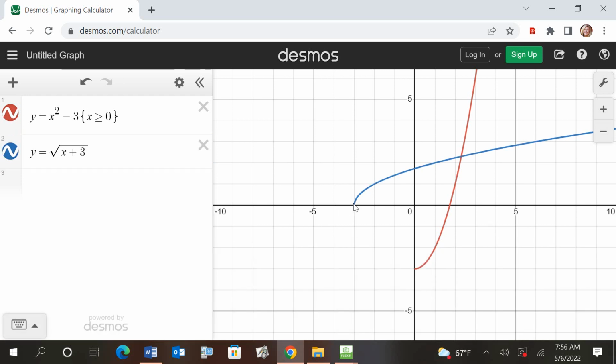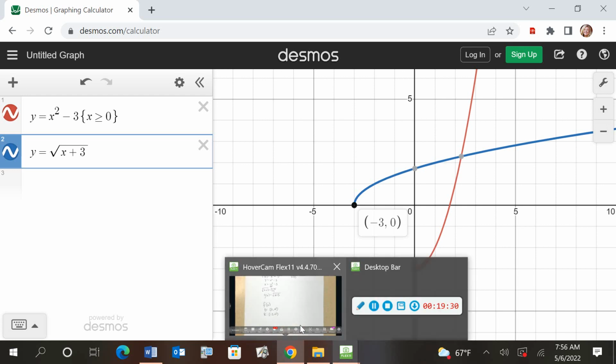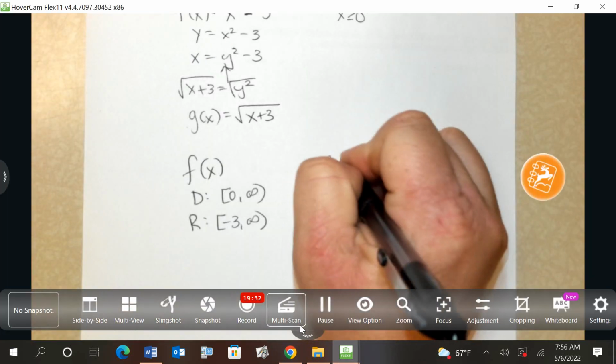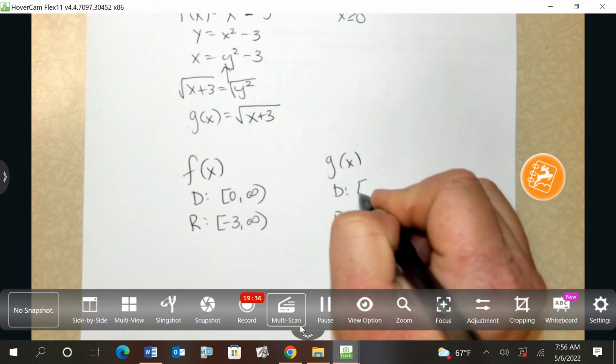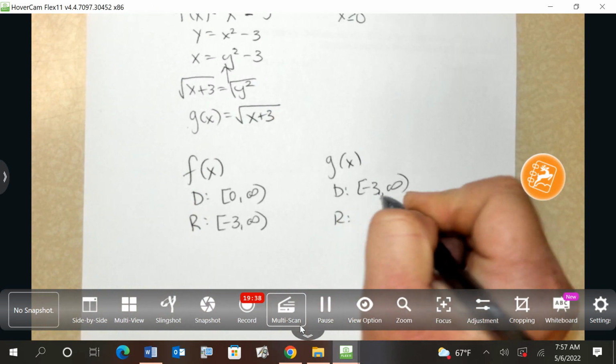So for the domain of the inverse, which is in blue, it's -3 and to the right. Okay, so I'm going to write that down. I come back over here. Remember, g of x represents the inverse, and the domain is -3 and to the right.